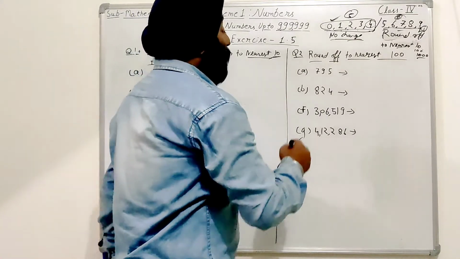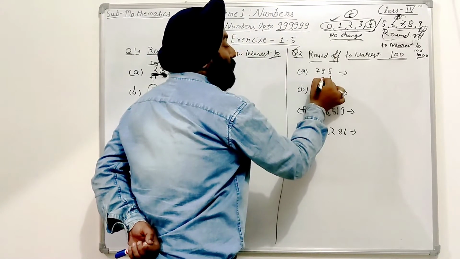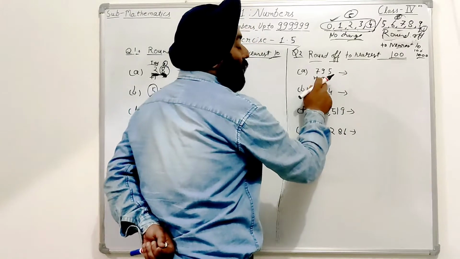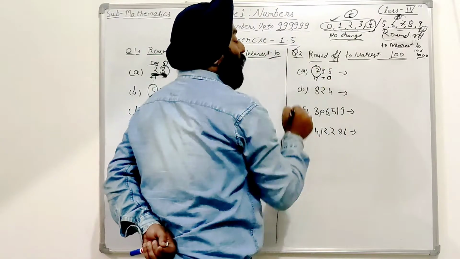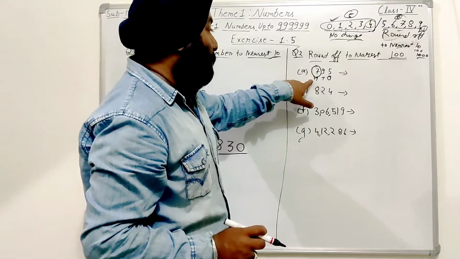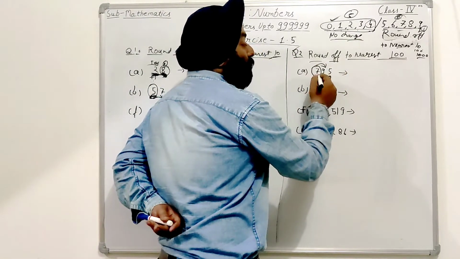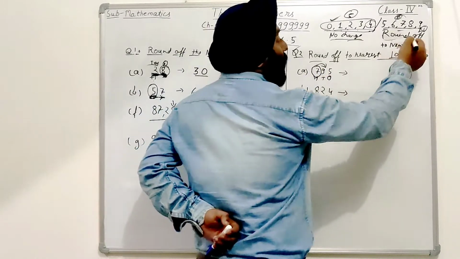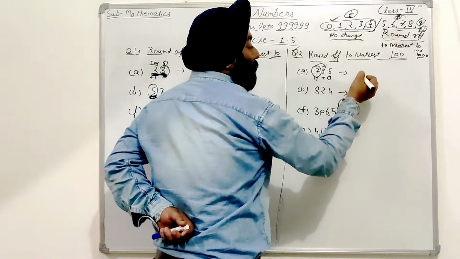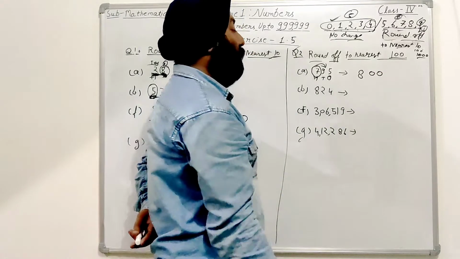But in question number 2 we have to round off up to 100. So there is the ones place, the tens place, and the hundreds place. We have to round off according to the hundreds place. So the hundreds digit is 7, and the digit ahead of the 7 is 9. 9 is in the category of 5 to 9, so we have to add 1 to the 7. So 7 becomes 8 and the other two digits become 0.